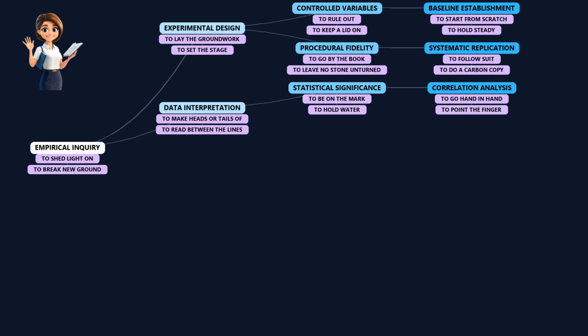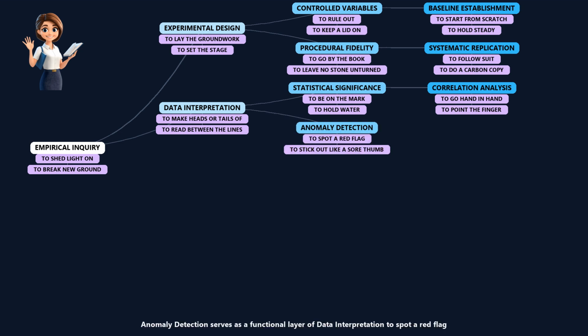Anomaly detection. Anomaly detection serves as a functional layer of data interpretation to spot a red flag when something sticks out like a sore thumb. In short, you are looking for a weird number that doesn't fit with the rest of the group.